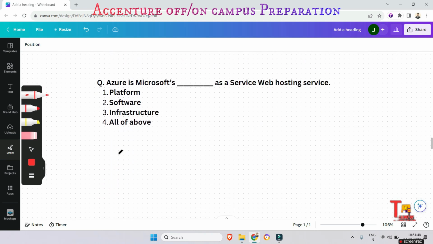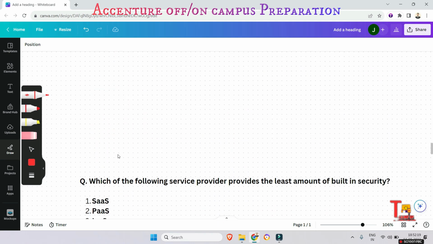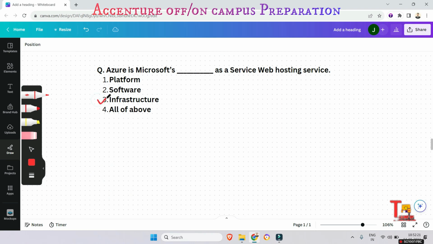The next question is, Azure is Microsoft's Dash as a service: web hosting services, platform as a service, software as a service, infrastructure as a service, or all of the above. What is the answer? Think it and answer it. The answer will be infrastructure as a service, IaaS. Just for information, the Windows Azure platform is a competitor to Google's App Engine. Okay, let's go to the next question. Sorry, the answer will be infrastructure.